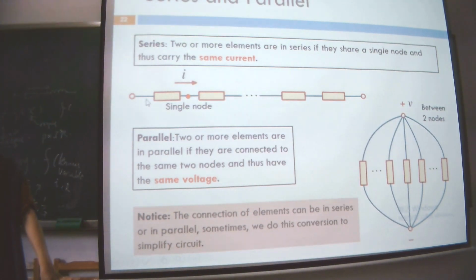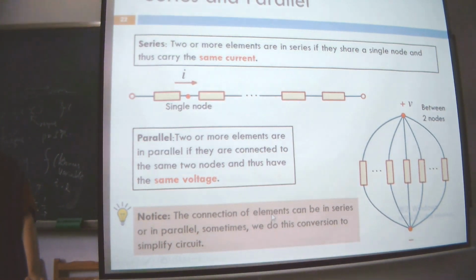Here we can see that inside this line, it goes through the same what? Current, right? Two or more elements are in parallel if they are connected to the same two nodes. This one and this one, and all of the circuit elements are connected between them. Here we can easily find they have the same voltage. So if two elements have the same voltage, we say they are parallel, right? Yes. Okay.